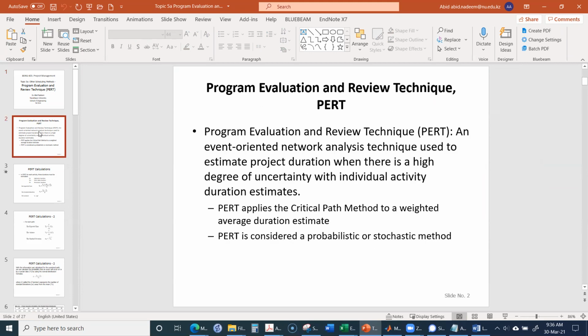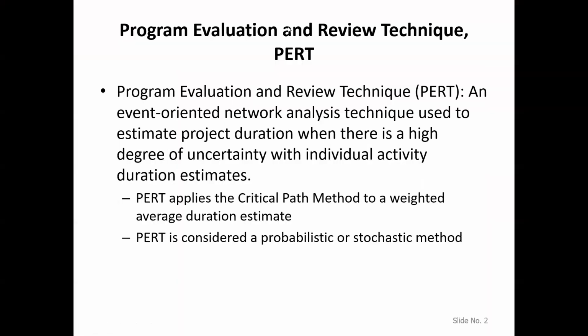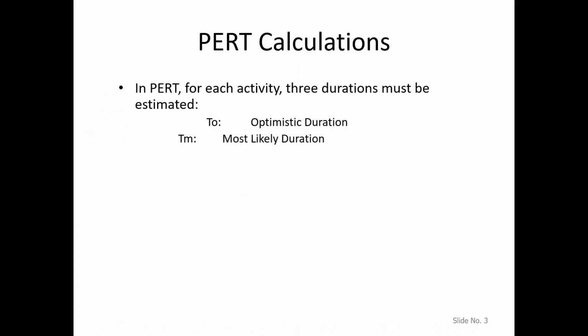PERT, the Program Evaluation and Review Technique, is an event-oriented network analysis technique used to estimate project duration when there is a high degree of uncertainty with individual activity durations. PERT applies the critical path method to a weighted average duration estimate. PERT is considered a probabilistic or stochastic method. I think these concepts will be clear when we look at something more about this.